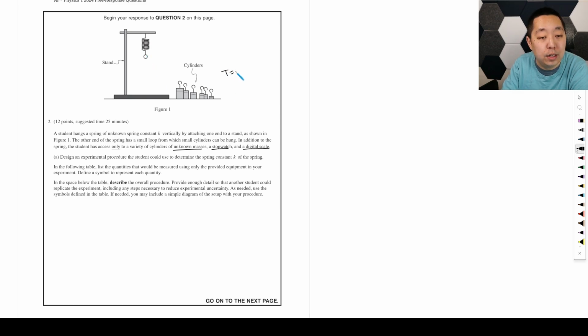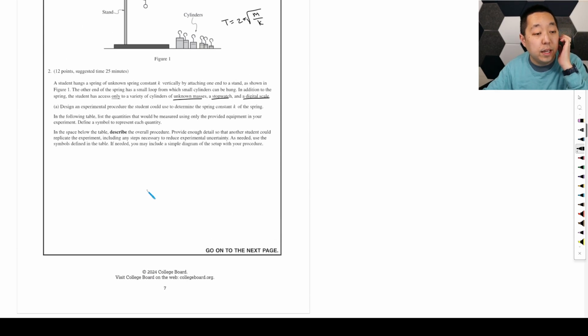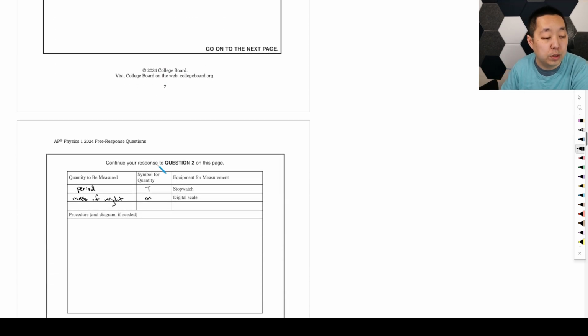So we're going to focus on this. We're going to figure out k. We're going to vary the masses, and we're going to observe the period of the motion. All right, so that's kind of the main idea. So the quantities are the mass of the cylinder, m. It's kind of interesting, they kind of spelled out what you have to use it for. And then we're going to measure the period of motion, T.